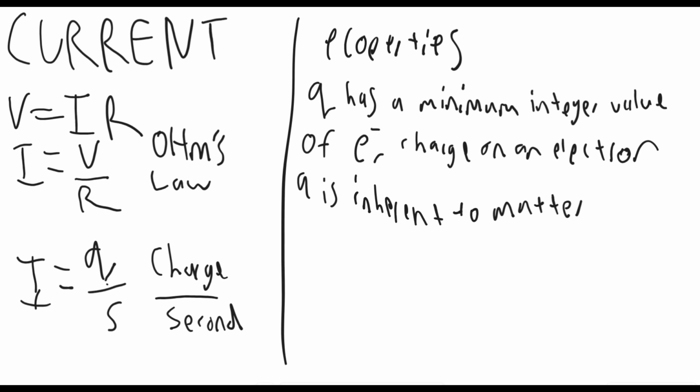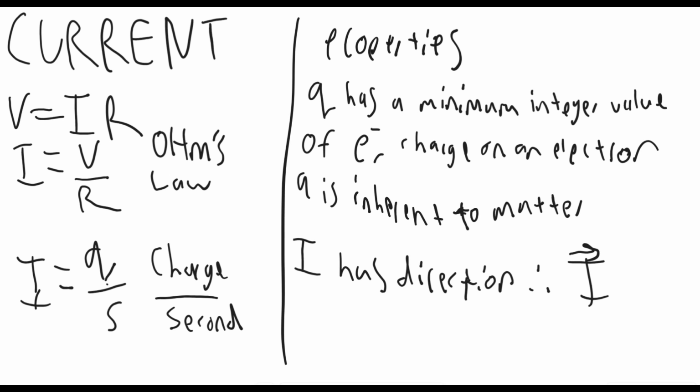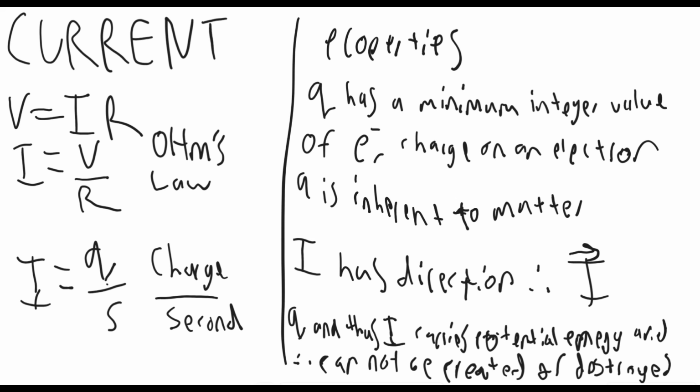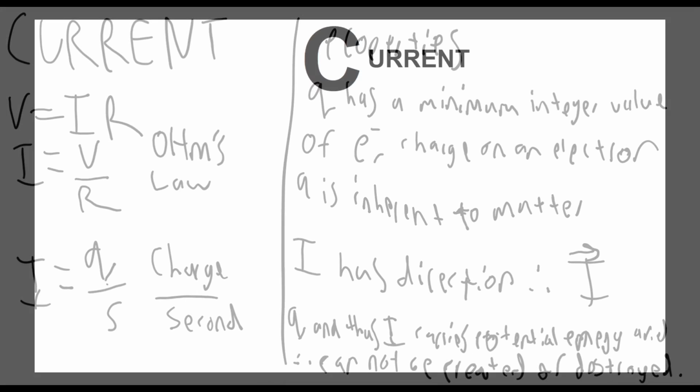Q has a minimum value of e-, and Q is inherent to all matter. I has direction, and therefore it is a vector quantity, and Q and thus I carries energy, and therefore cannot be randomly created or destroyed, and must be conserved.